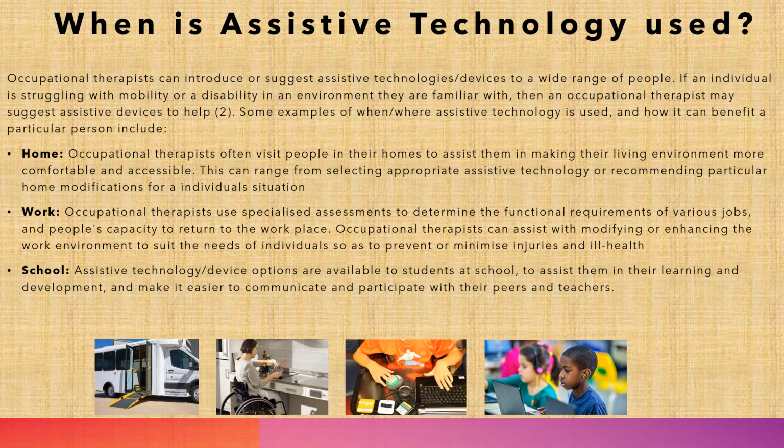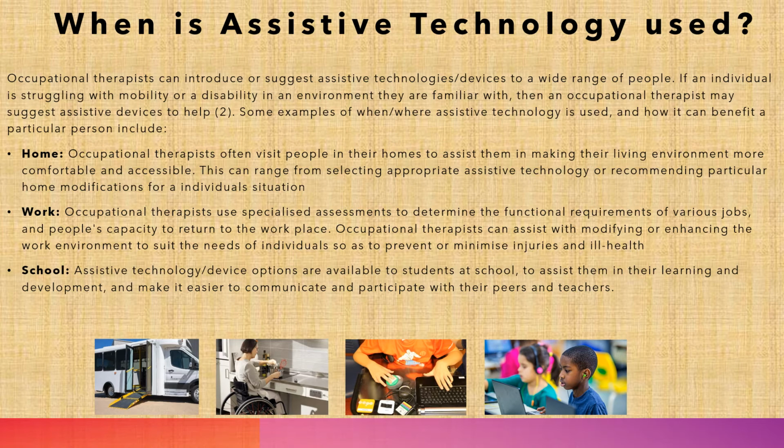Some examples of when and where assistive technology is used and how it can benefit a particular person include: at home, occupational therapists often visit people in their homes to assist them in making their living environment more comfortable and accessible. This can range from selecting appropriate assistive technology to recommending particular modifications for an individual's situation. For example, introducing adaptive equipment such as a single hand jar opener, kettle tippers, and cutting boards to assist whilst cooking.